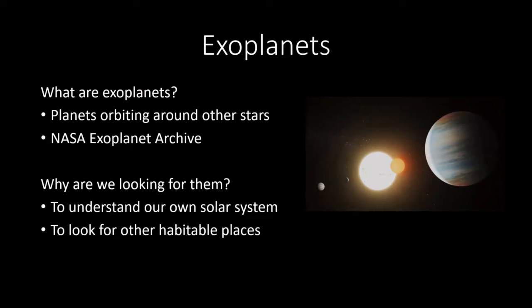For example, the companion to the red dwarf SCR 1845 is not an exoplanet because its estimated mass is larger than 30 Jupiter masses. Finding exoplanets helps us better understand our own solar system, especially the way the planets are formed. Also, we're looking for other possible habitable worlds, as we can't live on Earth forever.